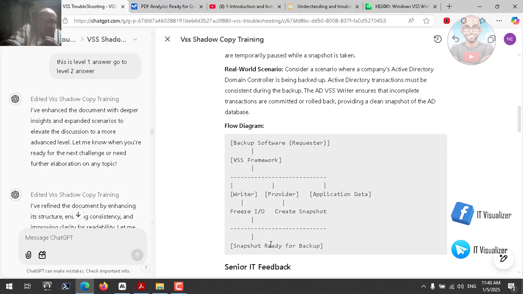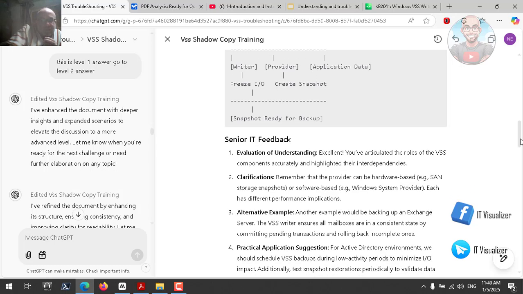Then snapshot ready for backup. The provider creates the snapshot and returns it back to the requester. But this is also not a good diagram. We have more or better diagrams. Okay, senior feedback, evaluation of understanding.